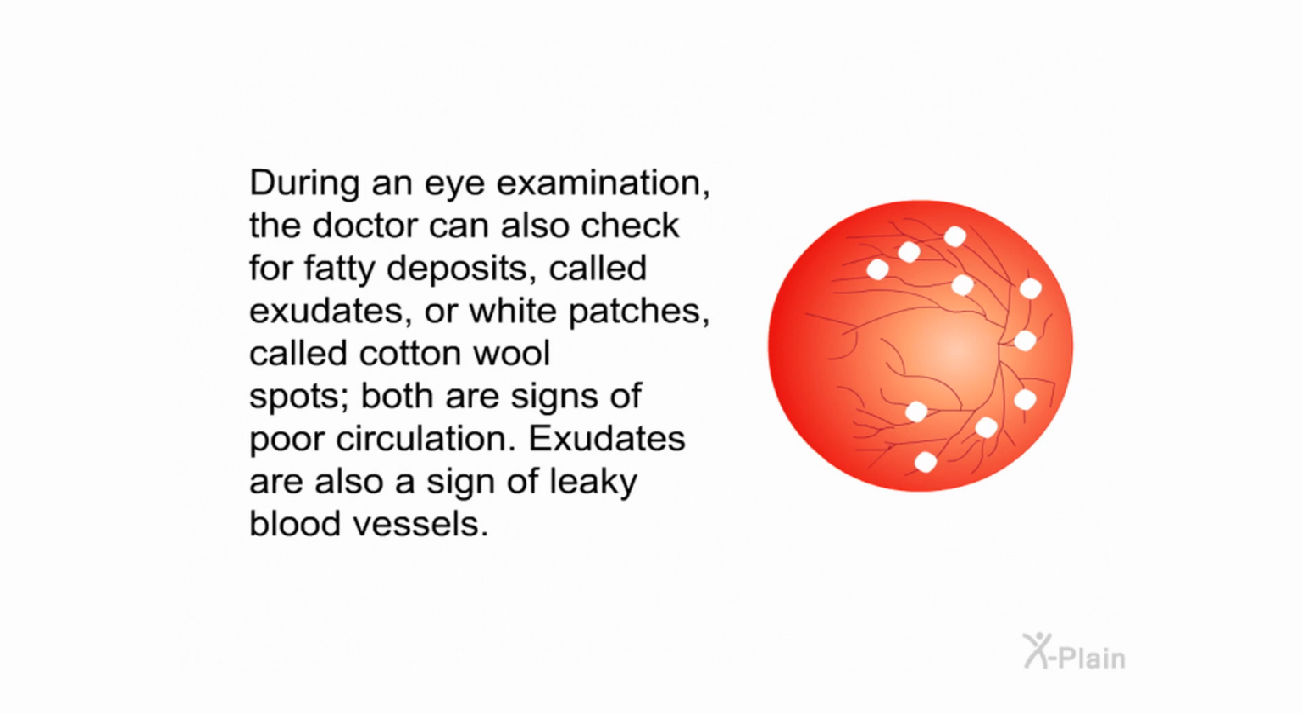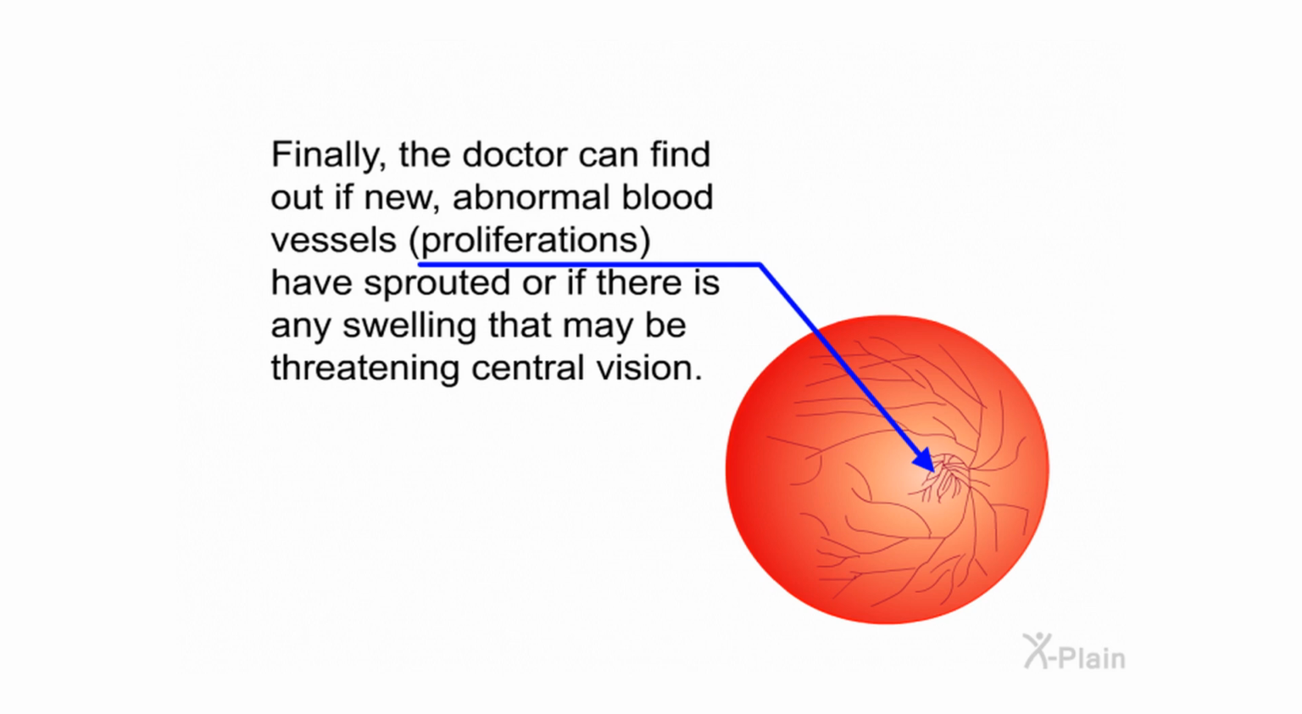During an eye examination, the doctor can also check for fatty deposits, called exudates, or white patches called cotton wool spots. Both are signs of poor circulation. Exudates are also a sign of leaky blood vessels. Finally, the doctor can find out if new abnormal blood vessels, proliferations, have sprouted or if there is any swelling that may be threatening central vision.